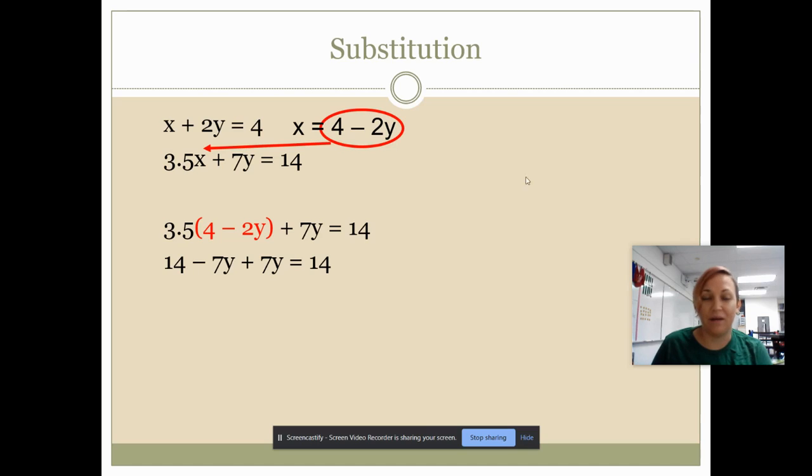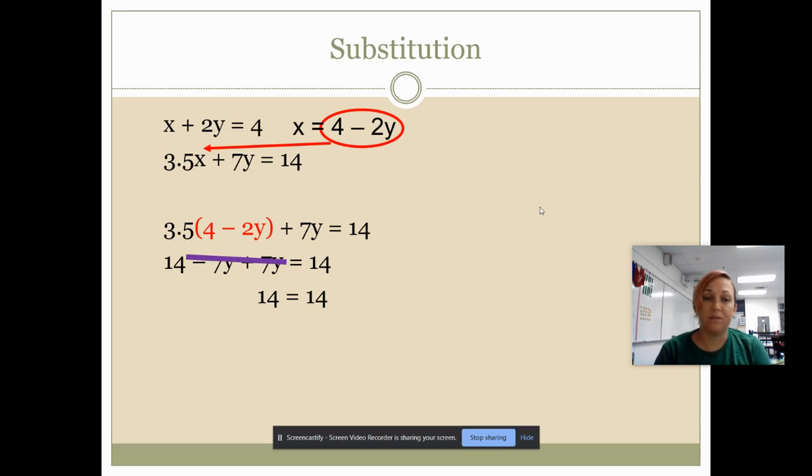Next, I like to combine like terms. So I have these two terms with the letter y here. So I will be combining those together. Now, unfortunately, in this problem, I have a negative 7y and a positive 7y, and that makes 0 letter y's. Those are going to cancel out, leaving me without any more variables in this problem. What I have left over is the equation 14 equals 14.